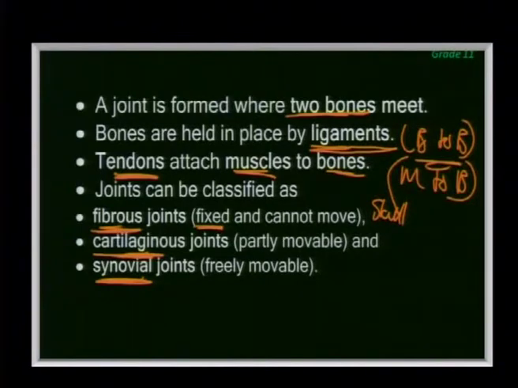Then we've got cartilaginous joints. They are partly movable. Now, where do we have partial movement? Come. Where do we have partial movement? Correct, the vertebra.